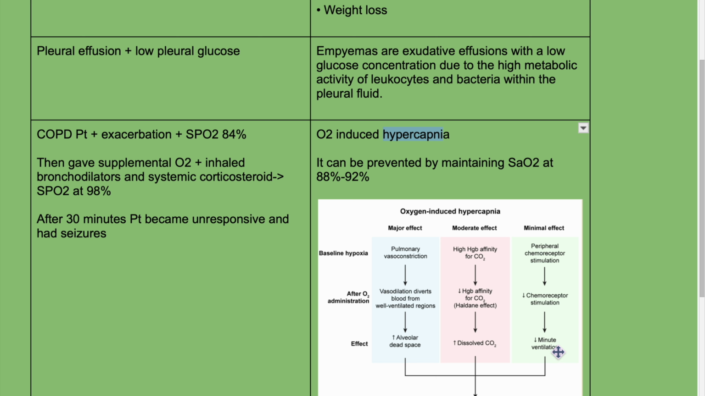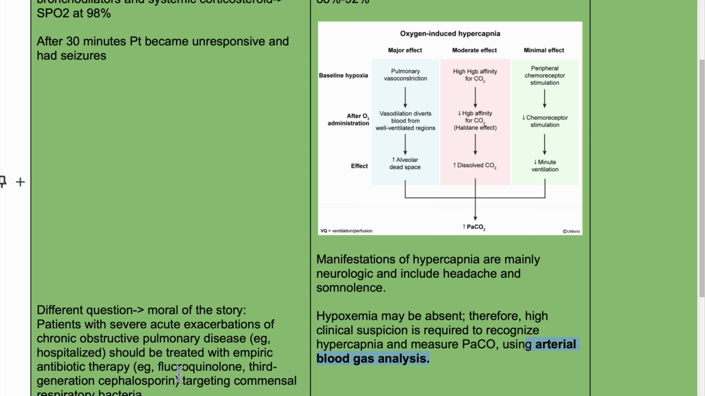Therefore, high clinical suspicion is required to recognize hypercapnia and measure PaCO2 using arterial blood gas analysis, ABG. All right. Different question. Moral of the story was patients with severe acute exacerbation of chronic obstructive pulmonary disease, for example, hospitalized patients, should be treated with empiric antibiotic, for example, fluoroquinolone, third generation cephalosporin, targeting commensal respiratory bacteria.